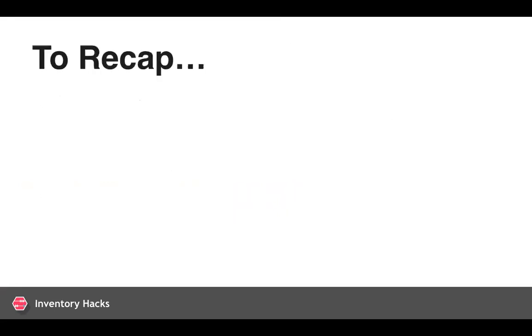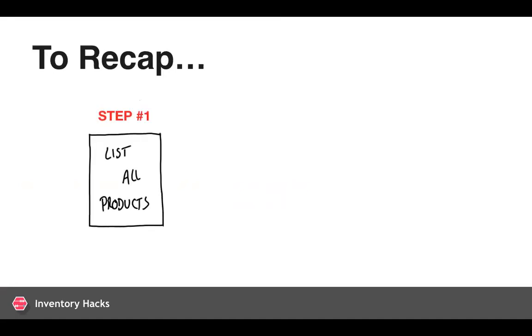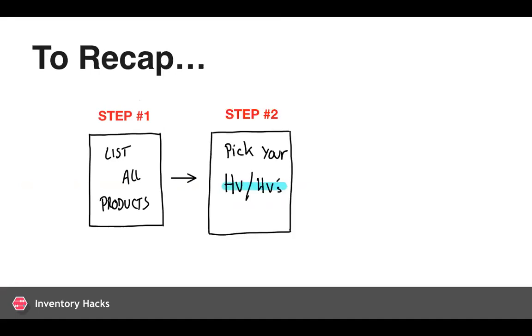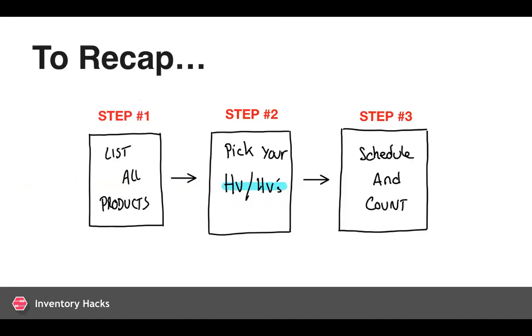So to recap, all you've got to do is, number one, list all your products with their sales numbers and cost per unit. Number two, pick the high value products that represent your 20%. Number three, you schedule and count. Does that make sense? Could everybody do that? Could you all get a list of products? Could you all figure out your 20%? Could you all schedule it in your calendar and make it a recurring count? If so, that's how easy it is. So that's secret number one.